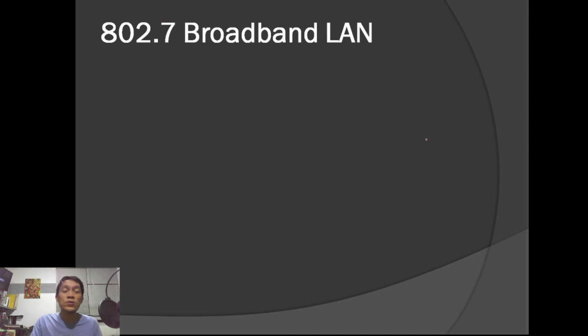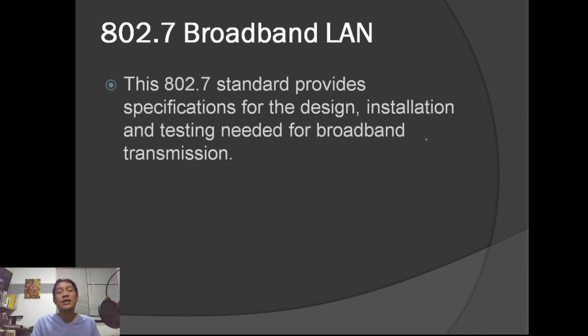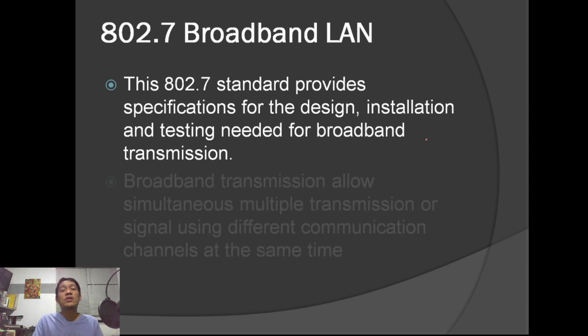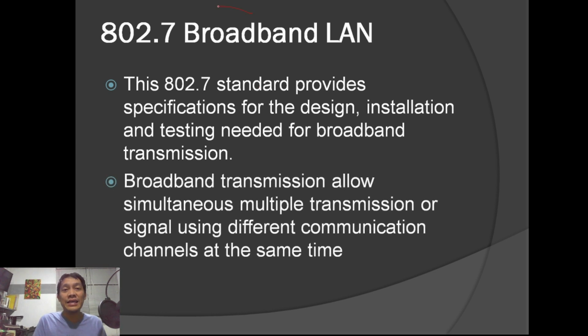So we have the 802.7 broadband LAN. This 802.7 standard provides specifications for the design, installation, and testing needed for broadband transmission. Broadband allows multiple data on a single transmission.